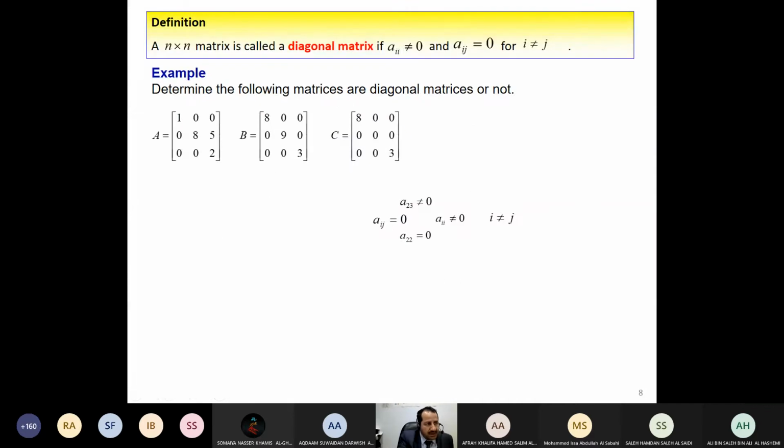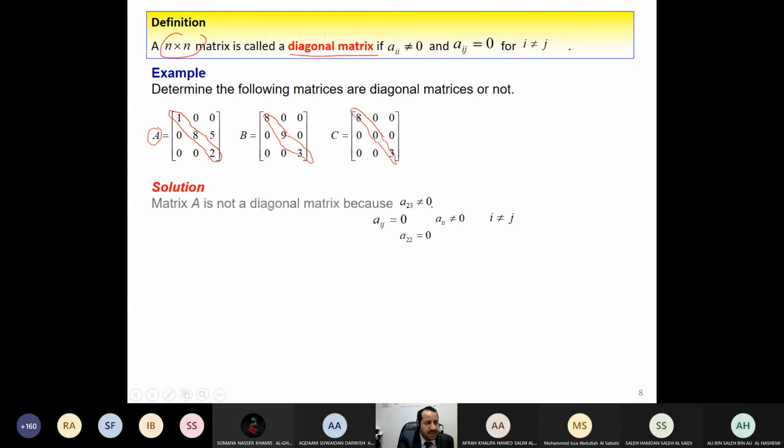Now, you see, if the matrix is m by n, which means square matrix, we call it a diagonal matrix if only the diagonal has numbers, otherwise 0. Have a look. Now, if we look at this matrix A, we see this is the diagonal. Matrix B, this is the diagonal. Matrix C, this is the diagonal, okay?